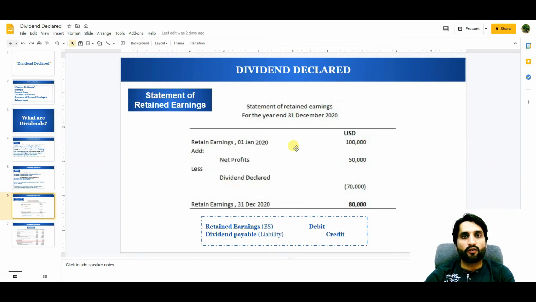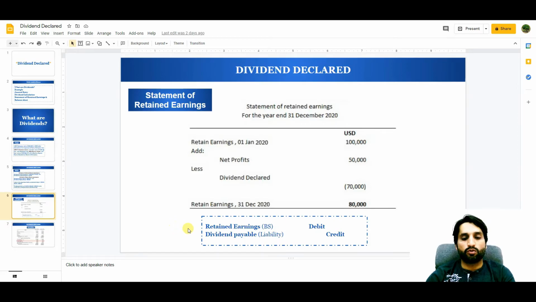Here is the statement of retained earnings. This is just an example. Retained earnings on 1st January 2020, our balance was 100,000 and we added the net profit, so 50,000 added. Then less dividend declared. The board of directors declared the dividend, which will be less 70,000. So the remaining retained earnings will be 80,000.